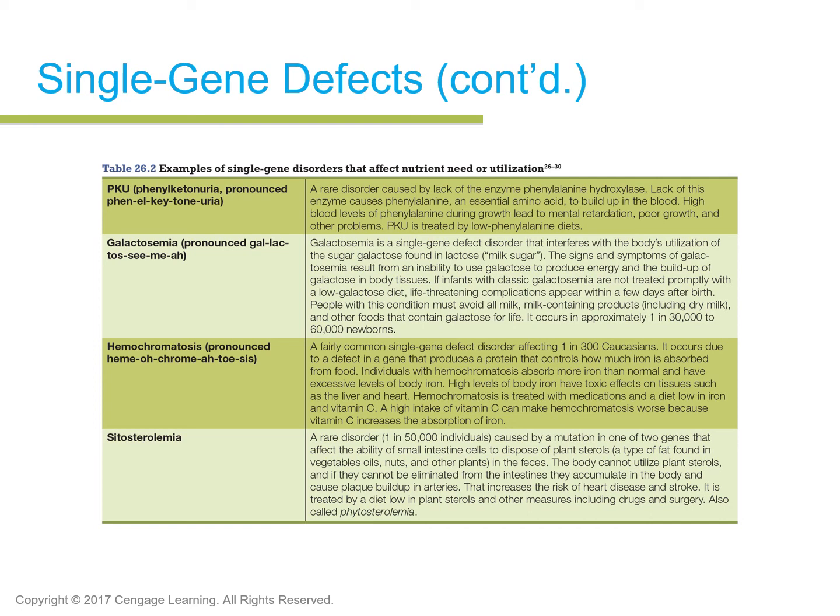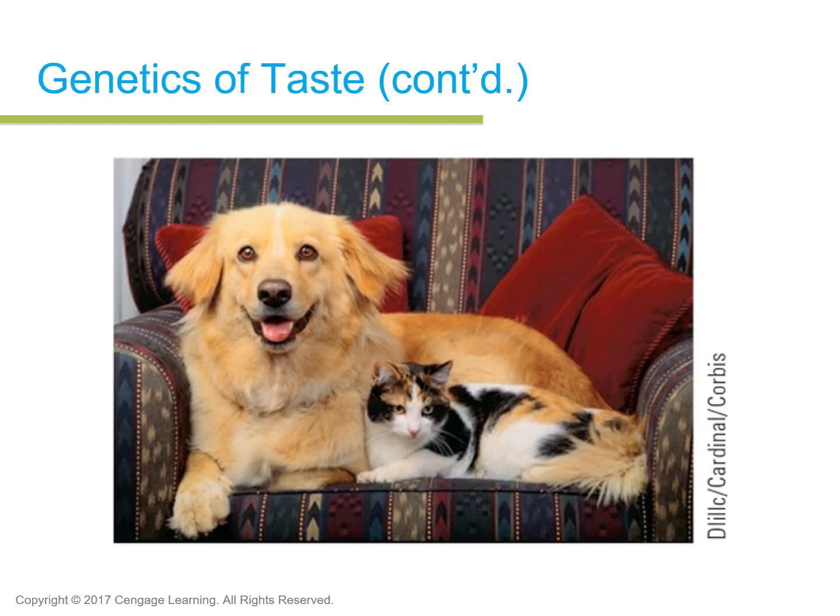And here are some in your books. I named the 4 disorders, single gene disorders that affect nutrient needs or utilization. I would read them briefly, but I would especially hone in on PKU because I talked about that more. But just know in general a little bit about their effects and functions and what's going on. Just talk about taste and end with this.